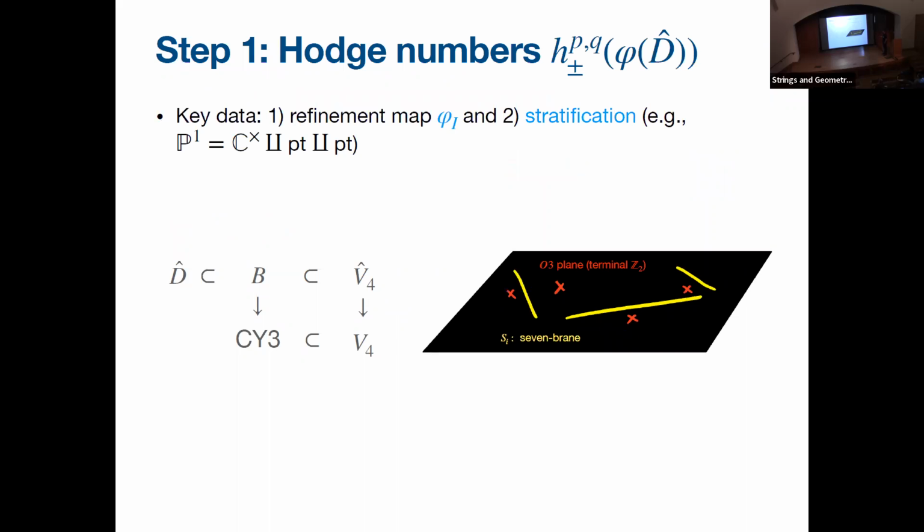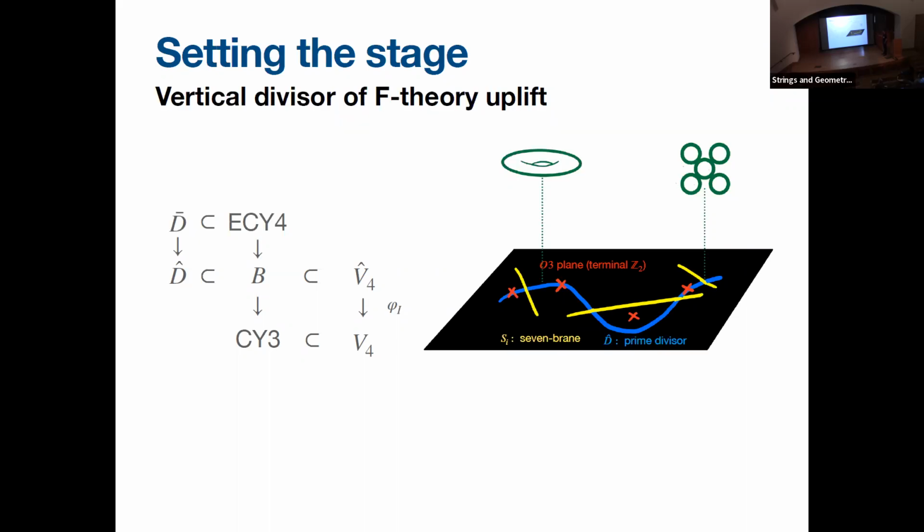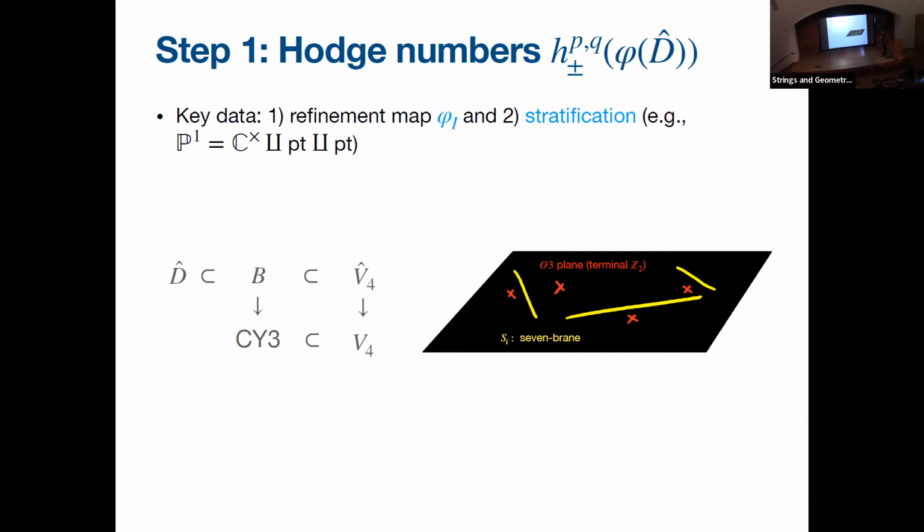And this sets the stage geometrically, and now I can talk about the various ingredients that go into deriving a formula for the Hodge numbers. The first ingredient is having some method to compute the equivariant Hodge numbers. So there are two pieces of key data here. One piece of data is the so-called refinement map, which, if I take the inverse of this, allows me to map from the Calabi-Yau threefold to its orientifold.